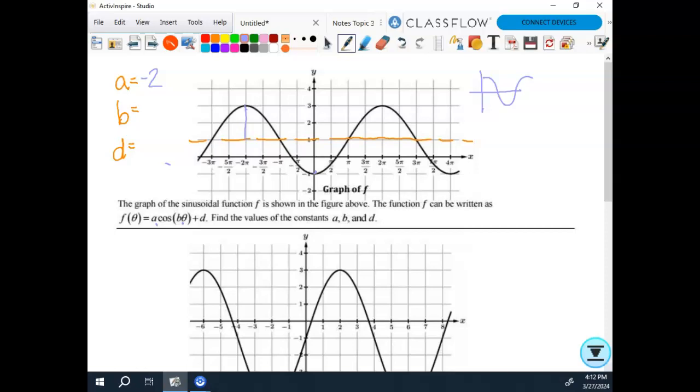Then let me do D, that's the next easiest one. D equals 1. To find B, I'm going to need the period. So if I'm going from here to here, looks like the period is 4 pi. So for B, I'm going to take 2 pi, divide it by 4 pi. That gives me 1/2.